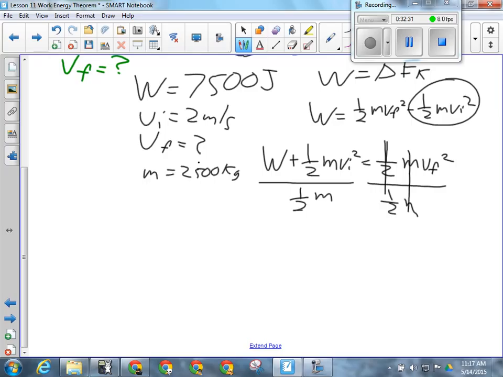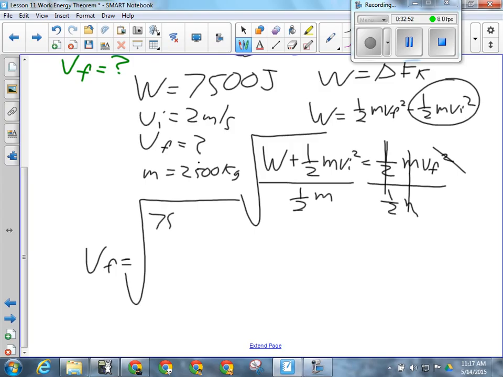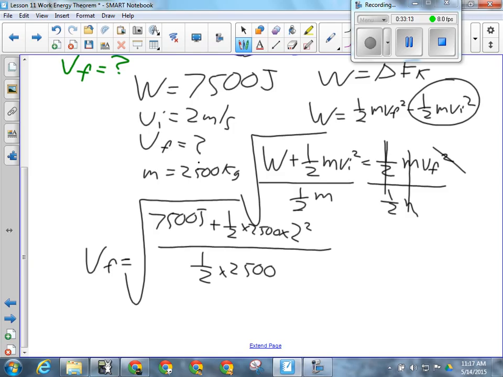Now, that's set up to find VF squared. I want to find just VF. So what do I have to do? Square root. Okay, now I can plug in my numbers. And that's a pretty complex manipulation, I'll give you that. Okay, it's tricky. So VF equals the square root of the work, 7,500 joules. It was nice of them to give us that number. Okay, plus 1/2 times the mass, which was 2,500, times the initial velocity or initial speed, 2 squared. Okay, divided by 1/2 times 2,500. Right, that's what my formula said I needed to do.